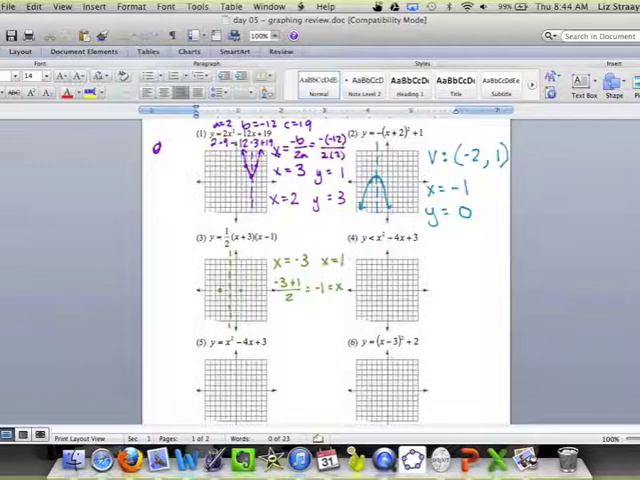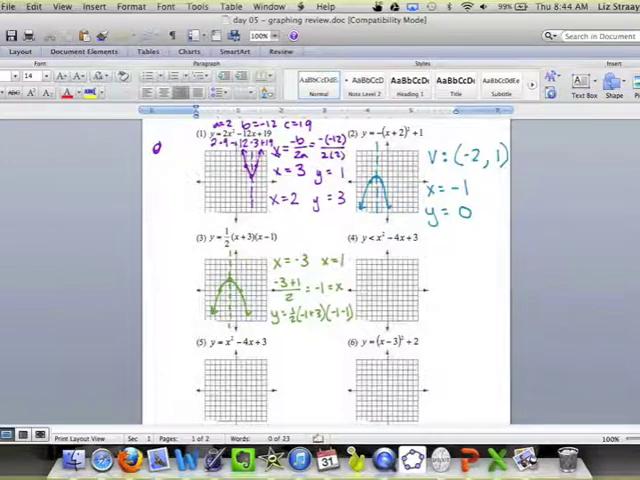To find the y value of our vertex, we plug that into the equation. And that gives me +2. And connect the dots.